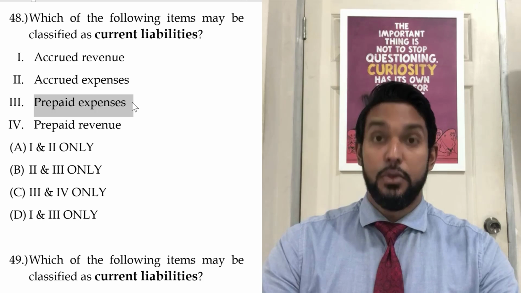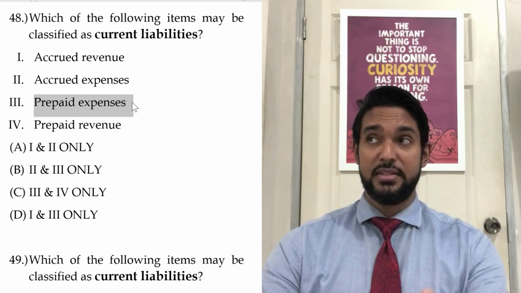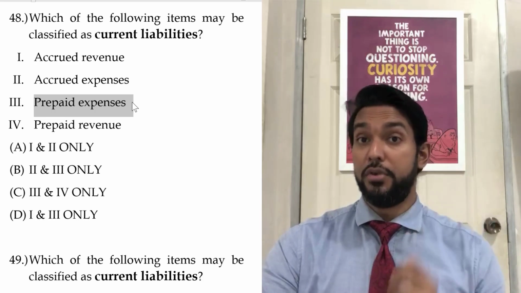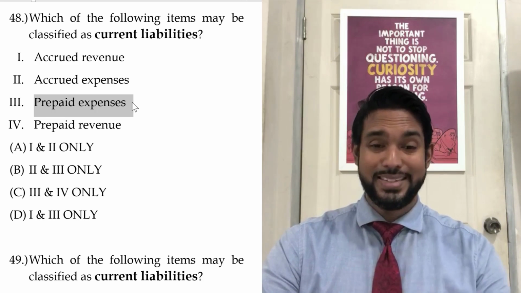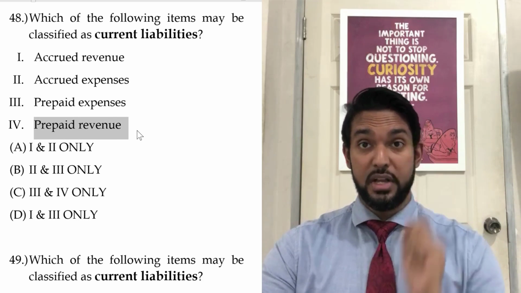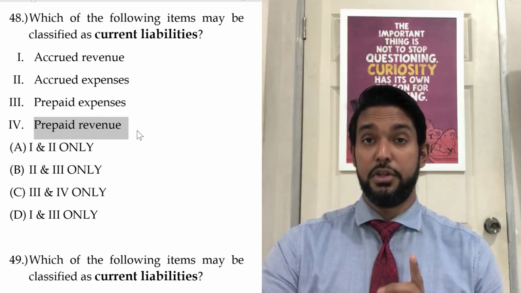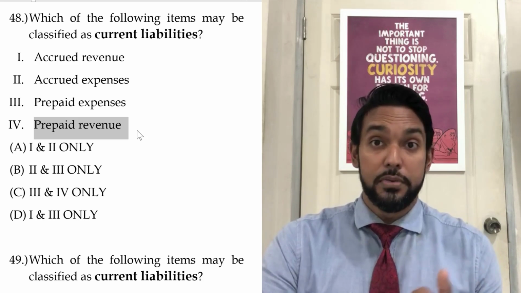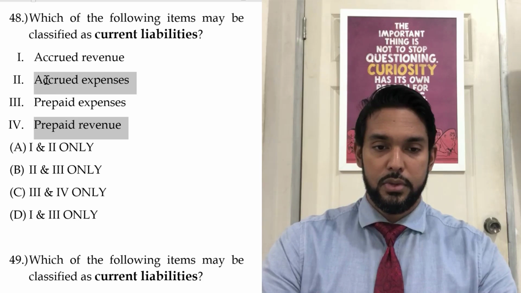Prepaid expenses, no. If you pay expenses in advance, it means you now have an opportunity to receive benefits in the future or a refund. Therefore, that's an asset. And prepaid revenue, right, that's when people pay you in advance and you now have an obligation to transfer in the future some sort of benefit, goods, services, or a refund. So 2 and 4.